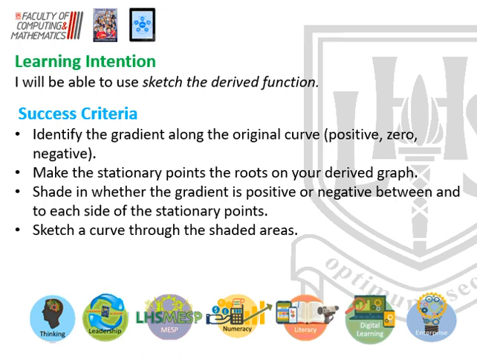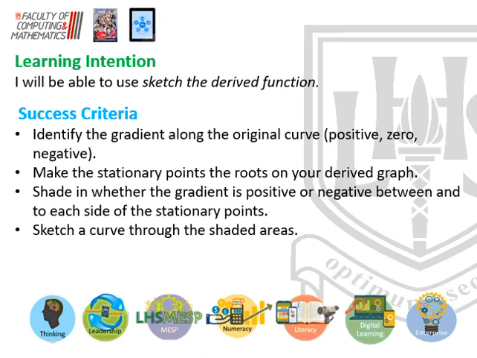You need to be able to do four things here: identify the gradient along the original curve, whether it's positive, zero or negative. Where the gradient is zero, at a stationary point, your derived graph has to have roots, because it will be zero. Shade in along the derived graph where the gradient is positive or negative, and then sketch a curve through those shaded areas.